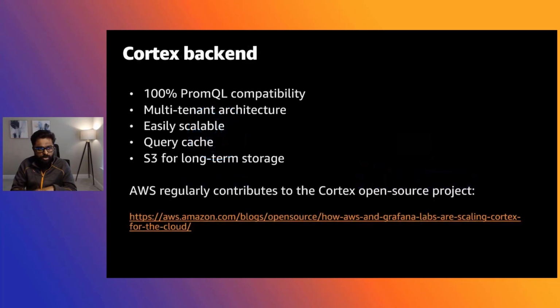So we use Cortex. Full transparency here, we use Cortex in the backend. We actively work with the Cortex open source project. We've made contributions to the project in optimizing block storage and shuffle sharding and all that. And Cortex has 100% PromQL compatibility. What that means is if you use the managed service for Prometheus, you can simply bring the PromQL queries that you're using today. You absolutely have nothing to change. So everything will work as expected.